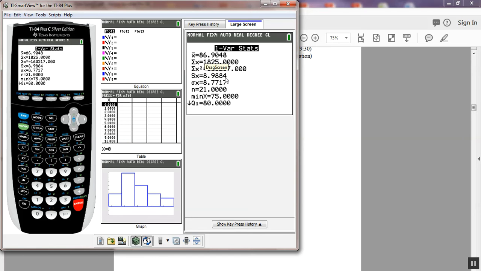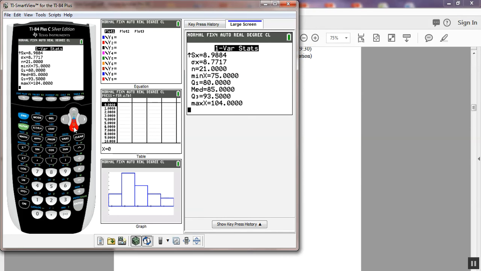Oftentimes we're dealing with a sample, so we use the Sx. And it tells us also n, that's the number of data points, that's 21. And then we start looking here, and here's the minimum value, 75, and then it starts giving us Q's. And we're going to look at what those mean.